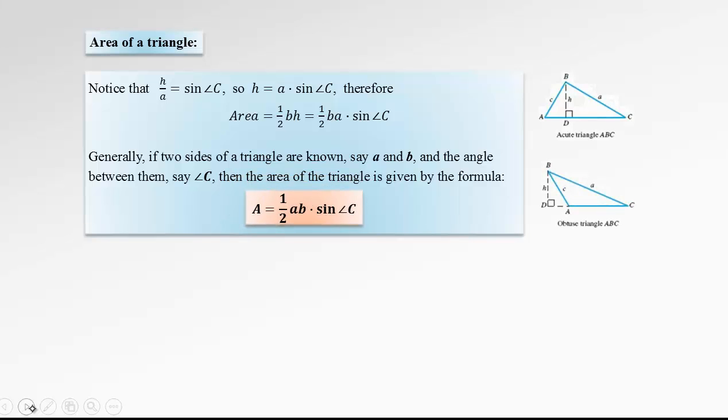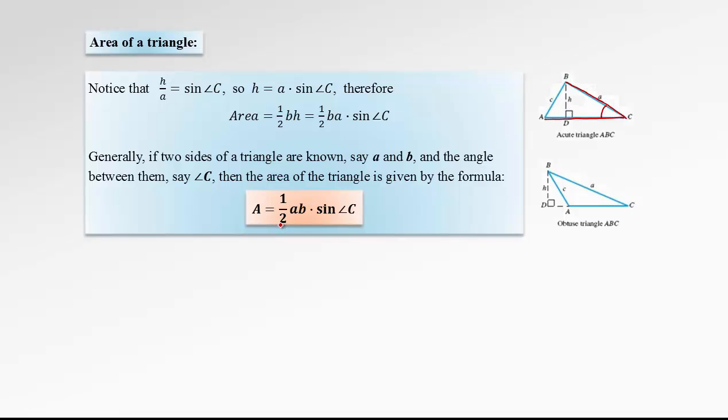The last thing that we want to look at is another formula for the area of a triangle. No matter how the triangle looks, here we have two examples: an acute triangle with all acute angles and an obtuse triangle with one obtuse angle. As long as we know two sides of this triangle, for example A and B, and the enclosed angle between those sides, in this case angle C, we can calculate the area of the triangle without knowing the height.